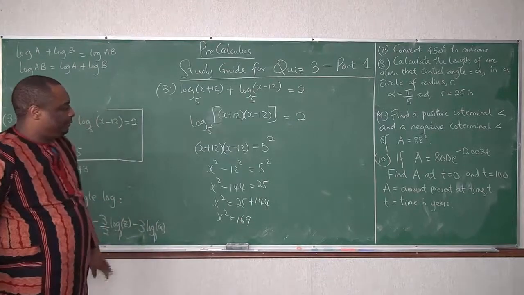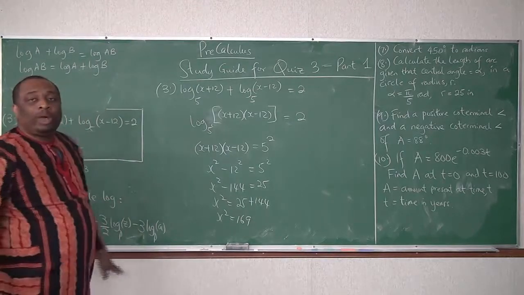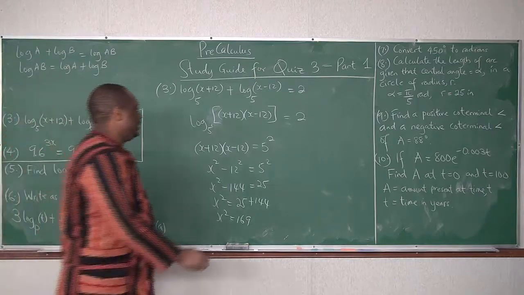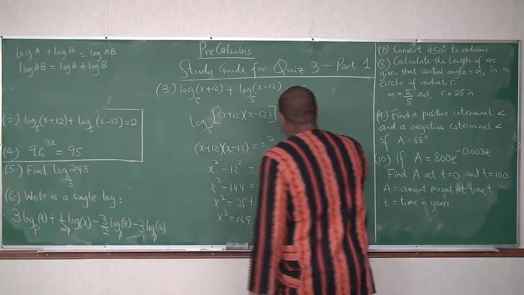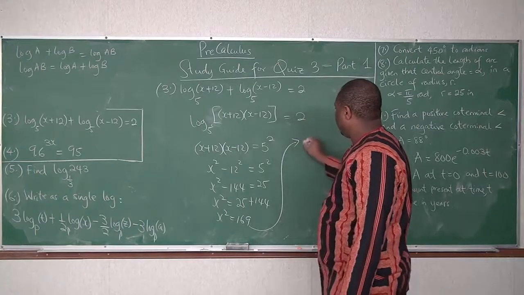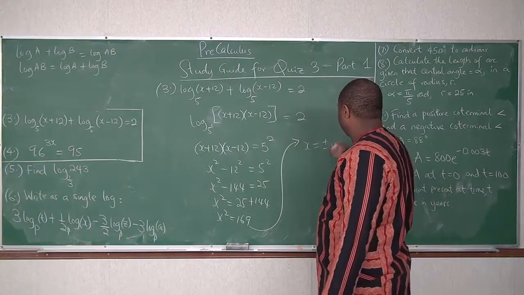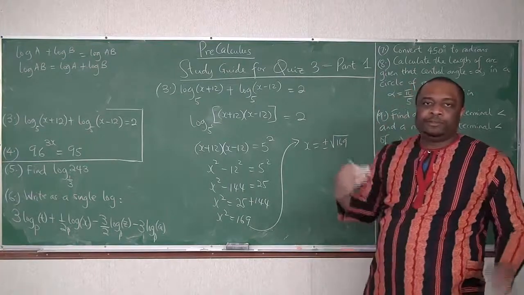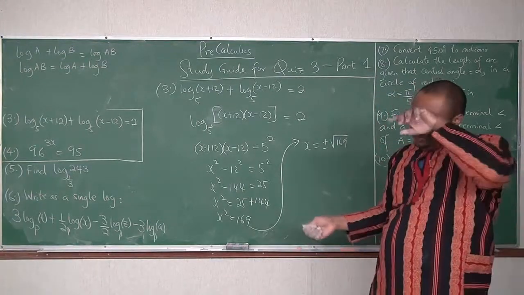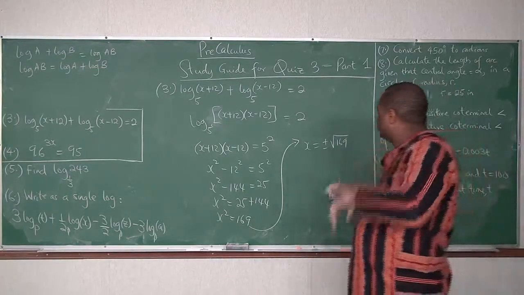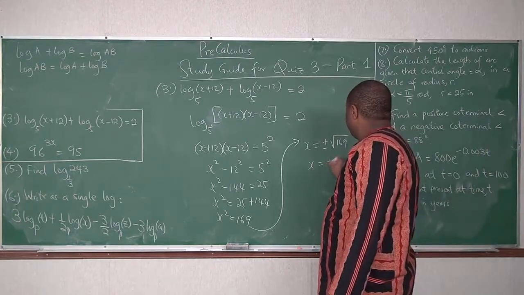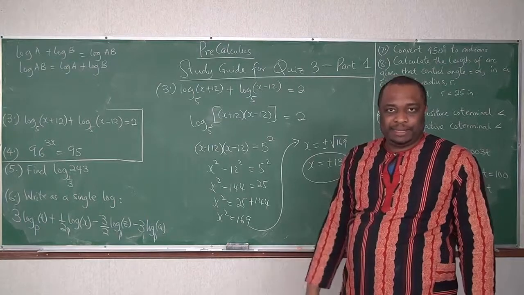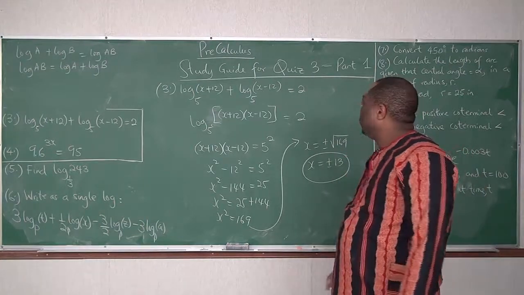And then what do we do from here? We use the square root property. You need to view my videos on that. If we do that, we now have that x will be plus or minus the square root of 169, so x will be plus or minus 13. What do we do next?